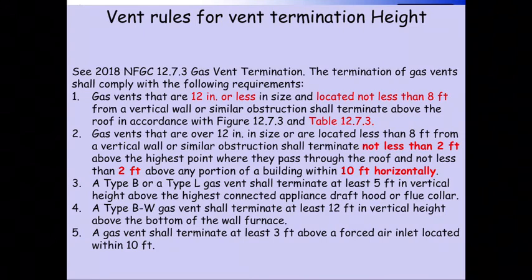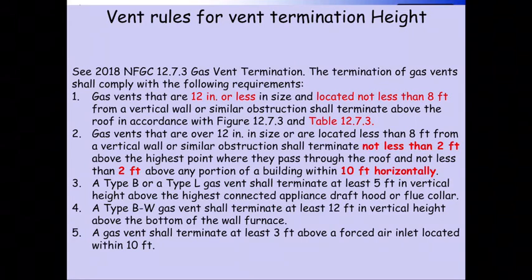And then a B or an L vent. A B vent is essentially aluminum interiors. An L vent is more of a stainless steel inner lining. They shall terminate at least 5 feet in vertical height above the highest connector. So that's kind of describing the minimum vent height is typically about that, at least 5 feet higher than the appliance outlet. And a BW vent.